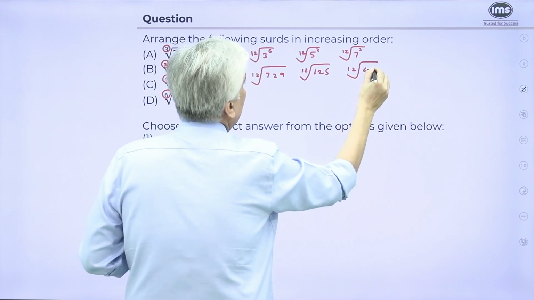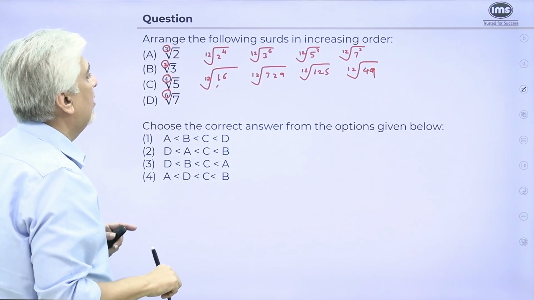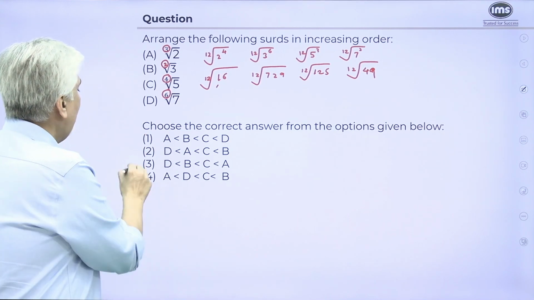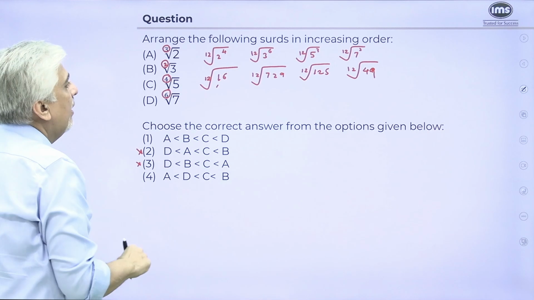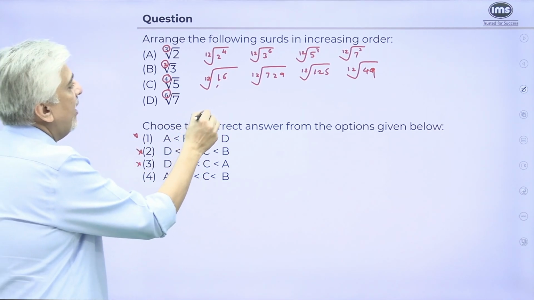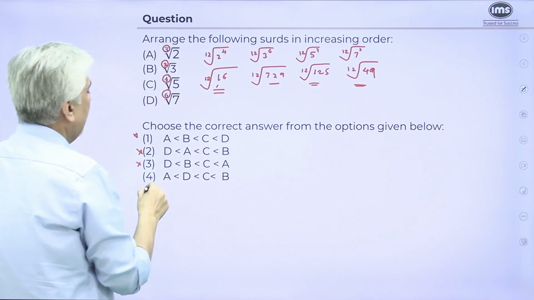We want to put it in which order? We want to put it in increasing order, that is lowest to highest. So A will be the smallest. So these two are gone. After A, D will be the smallest. So 1 is gone. Let's check. A, D, C, B should have been the answer.